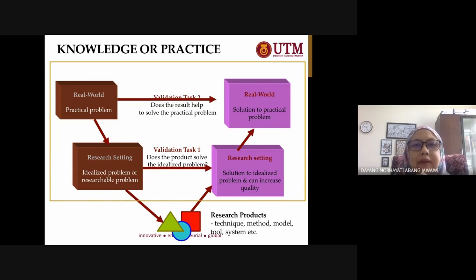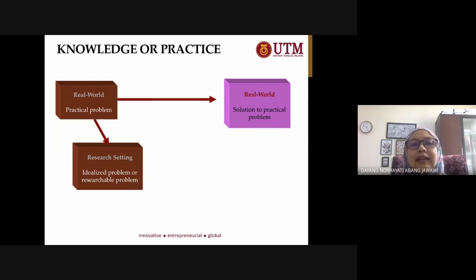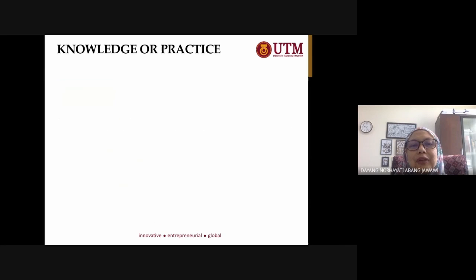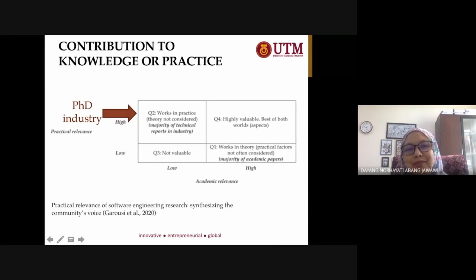So if you ask me, is it enough for PhD? Yeah, it's enough. If you only focus with certain quadrant, definitely if you only focus with Q3, it's not enough. Okay, if you do quadrant 1, quadrant 4, and quadrant 2, it will be enough, but very much depending on what contribution you want to highlight.